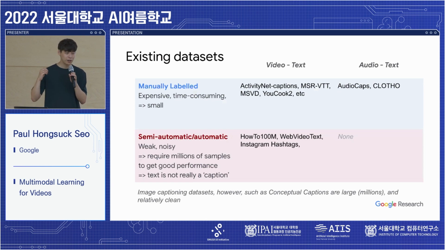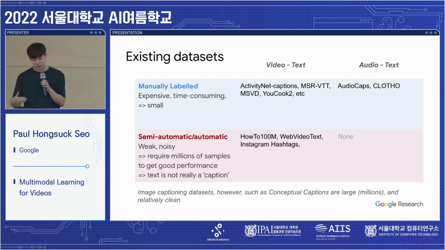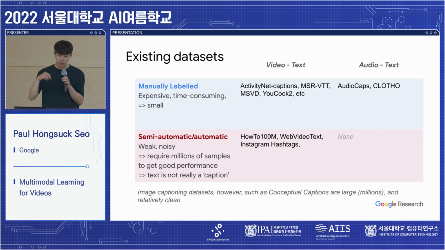However, it is also quite difficult to collect such a dataset at large scale. If it's large scale, then it's noisy, because it is collected automatically. On the other hand, the manually annotated, reliable benchmarks are quite small. This is the problem that we have in most video tasks. In contrast, in the image domain there is quite a large dataset called Conceptual Captions, so the situation there is relatively better.